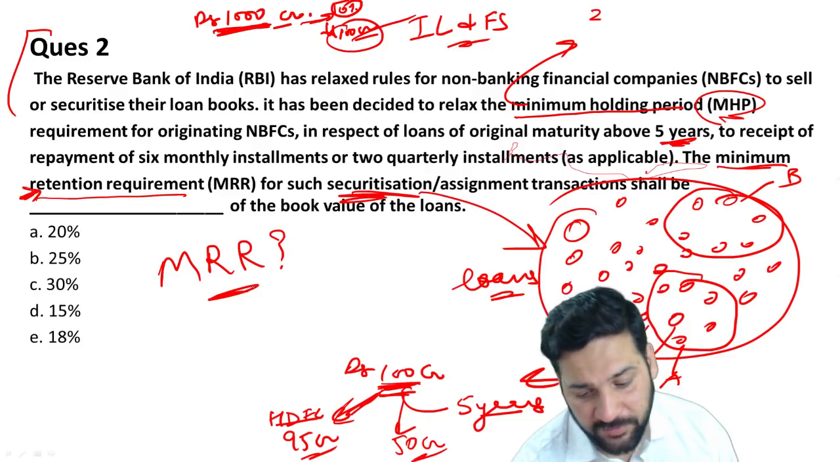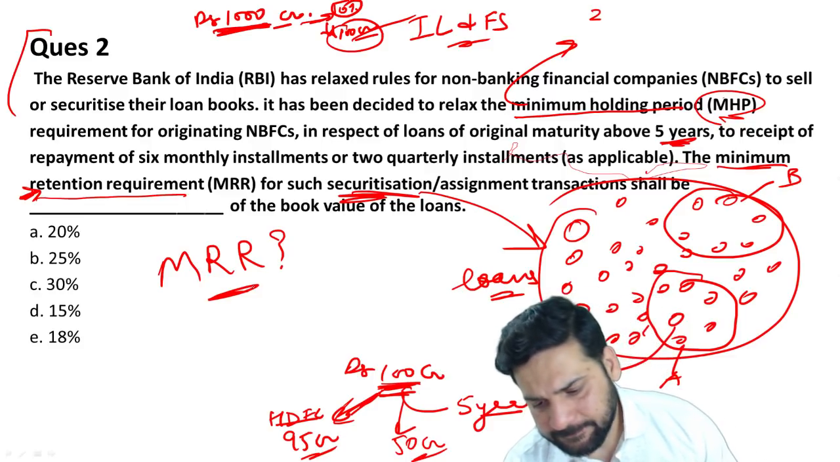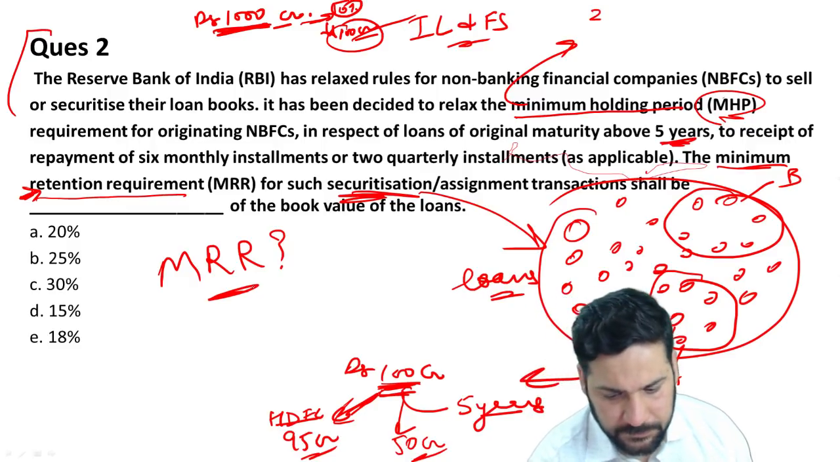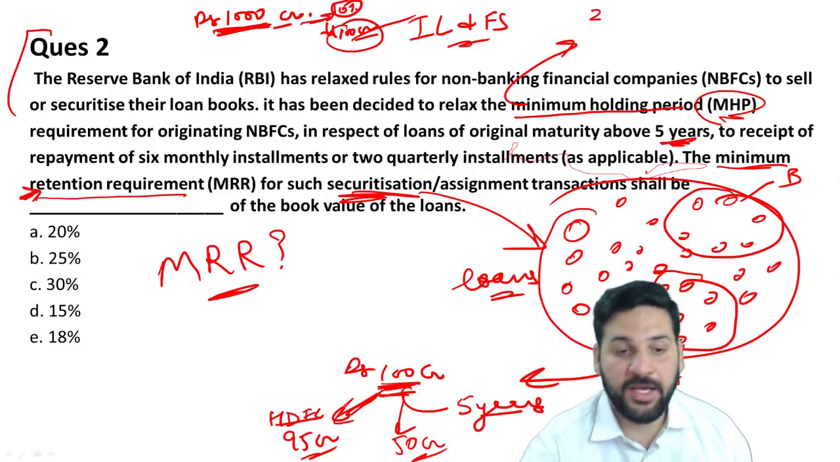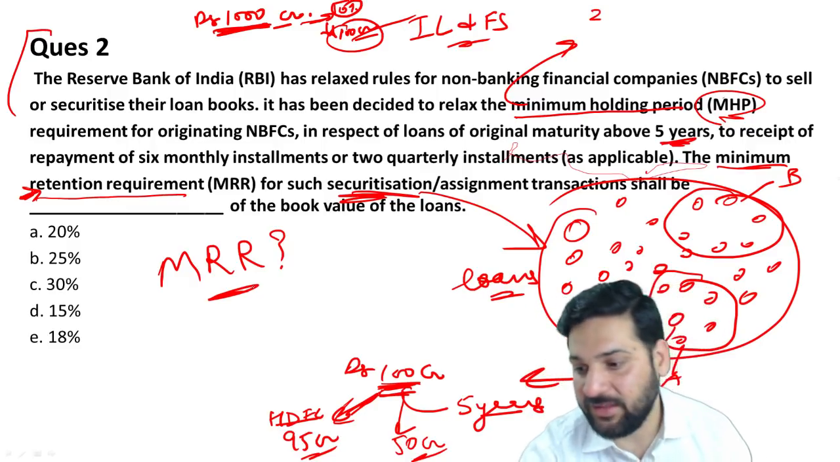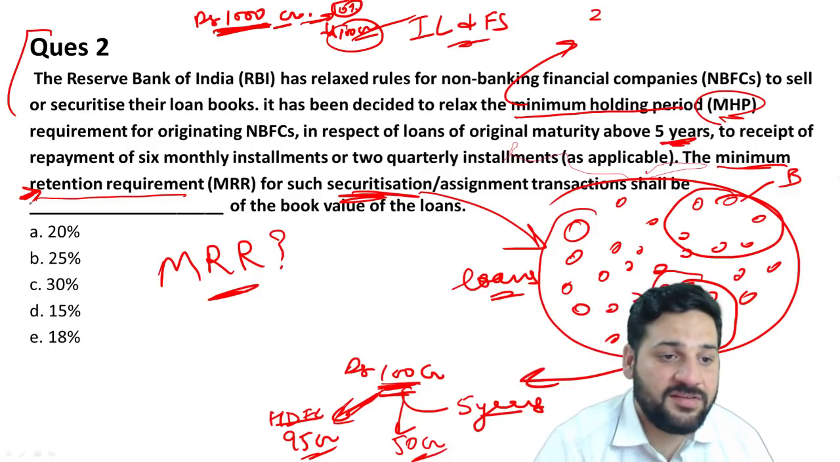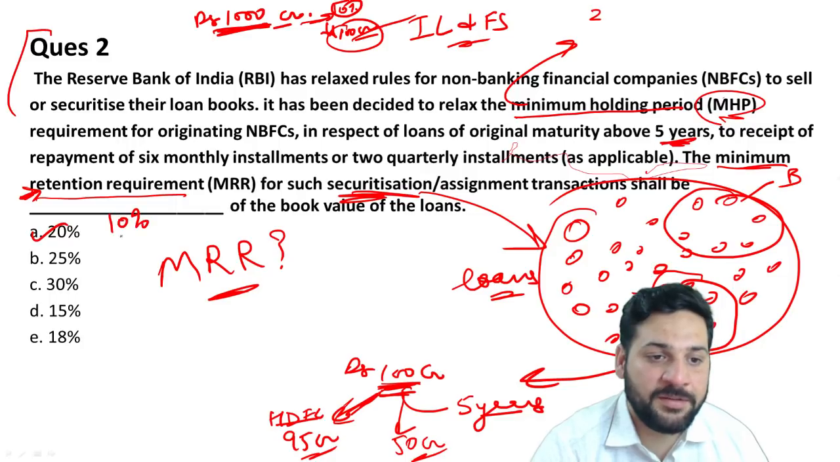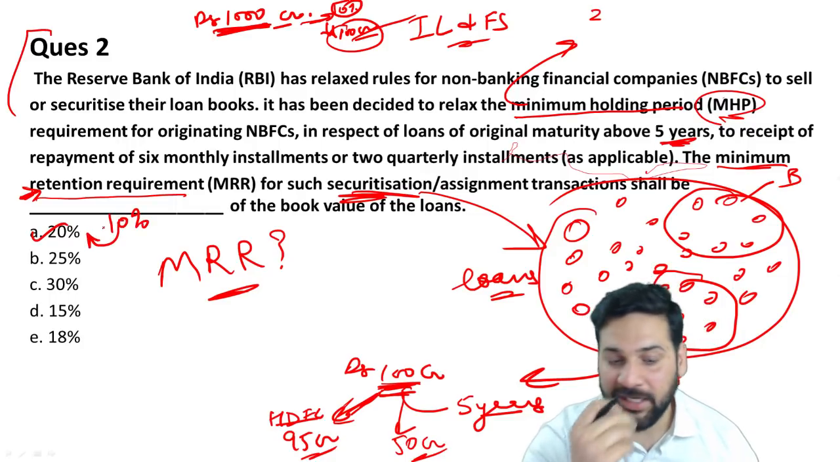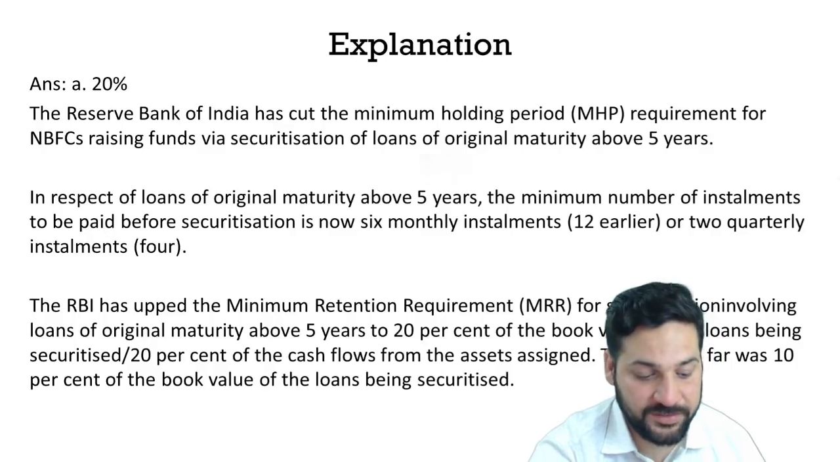Just 14 students are with us. Anyway, I should give you the answer. I think the correct answer is 20%. This ratio used to be 10%, but now it has been increased to 20%. It is not 25%, right?